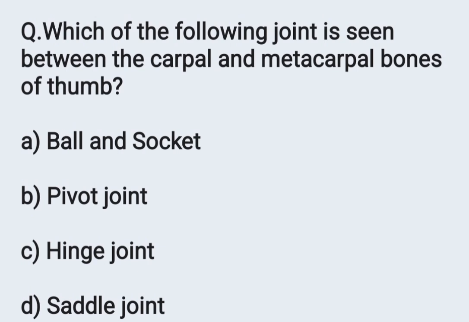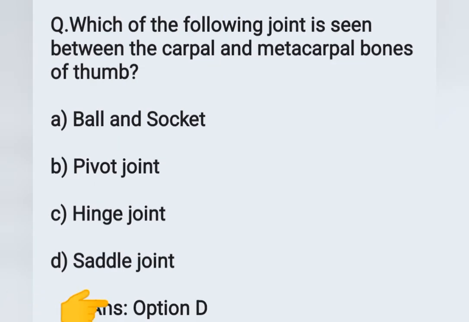Let's see today's question. Our first question. Which of the following joint is seen between the carpal and metacarpal bones of thumb? Options. Option A, ball and socket. Option B, pivot joint. Option C, hinge joint. Option D, saddle joint. Our question is, which joint is seen between the carpal and metacarpal bones of thumb? And the correct answer is, it is saddle joint. Option D is the correct answer.